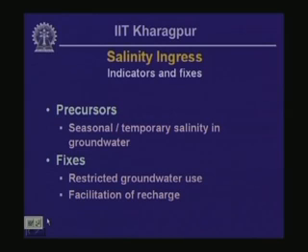Okay. So salinity ingress, what are the precursors? A precursor is that if you have seasonal or temporary salinity showing up in irrigation water, that could be considered a precursor of salinity ingress. Now, what are the fixes? The fixes are restricted groundwater use, of course, and facilitation of recharge. Now, how much groundwater one could safely tap in this kind of situation is often quantified by engineering geologists.